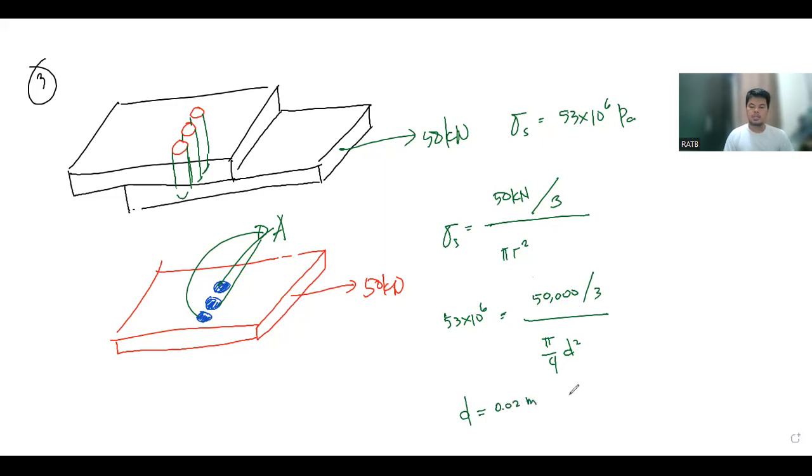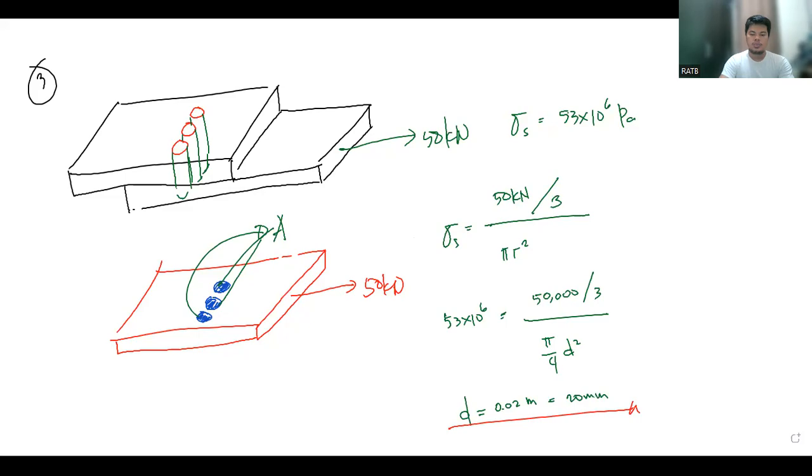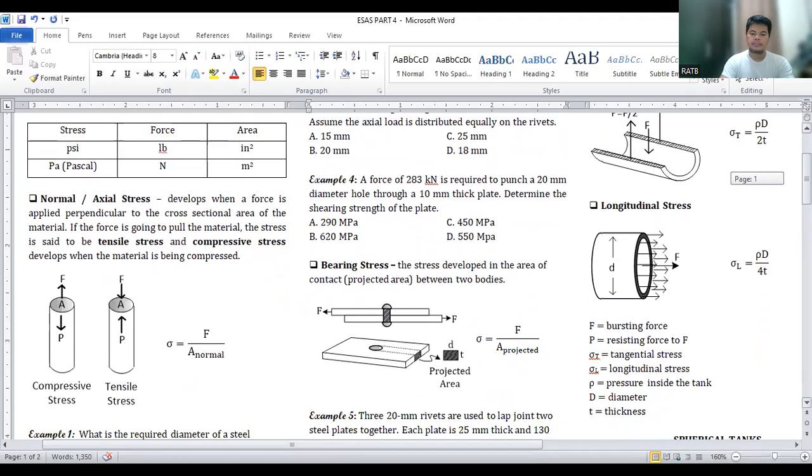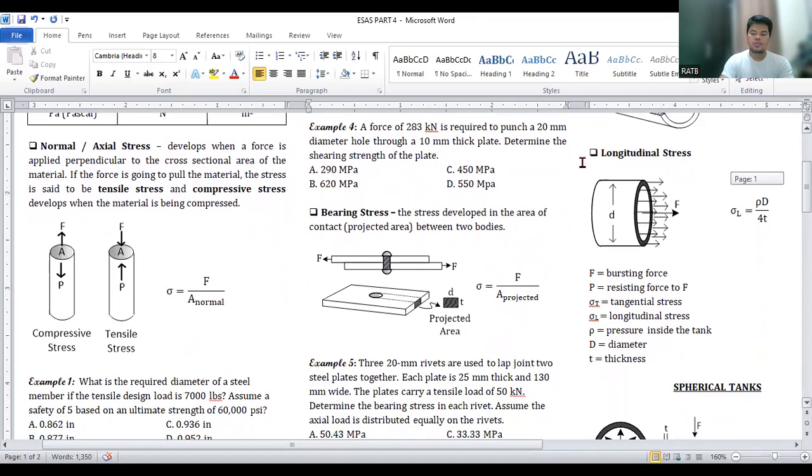Of course, this is meter, no? Or basically, this is equivalent to 20 mm, if expressed in millimeters. So let us check now if we have the answer. So that's 20 mm, no, in letter B. And then we go to sample problem number 4.